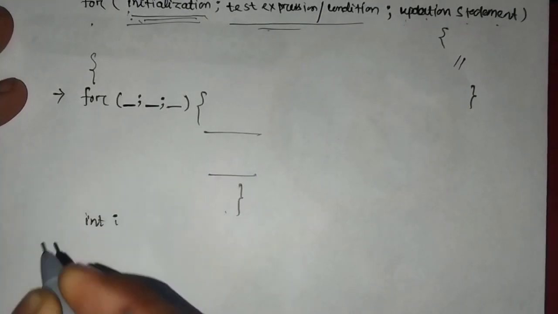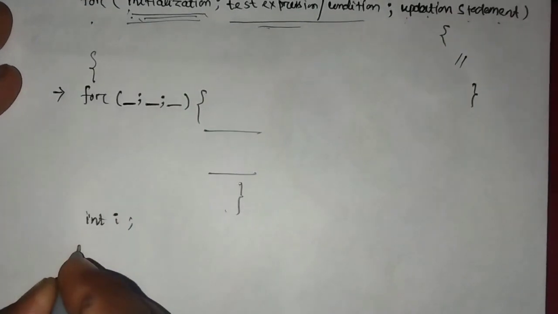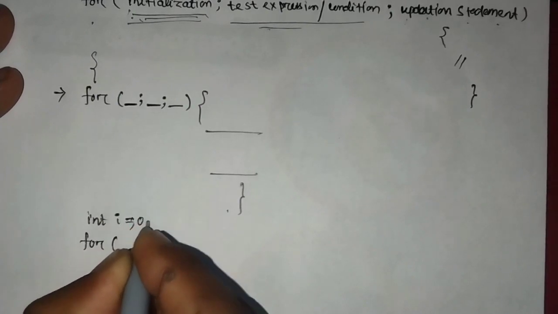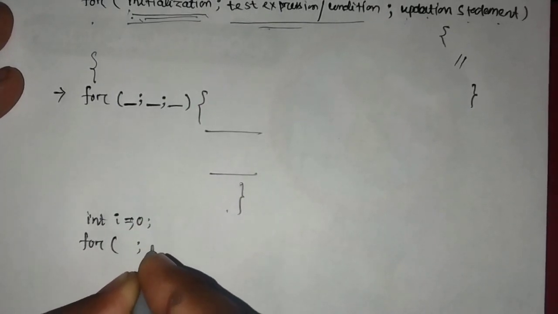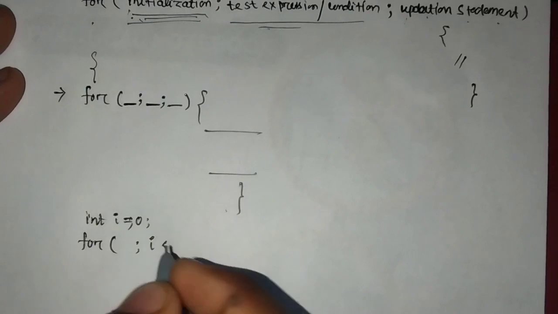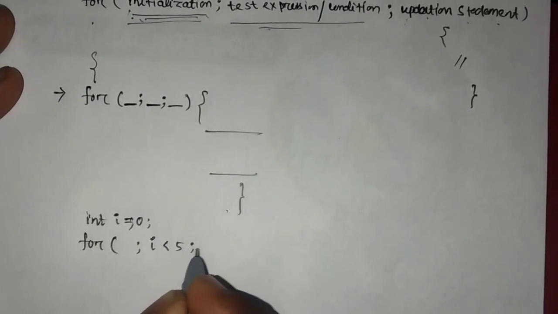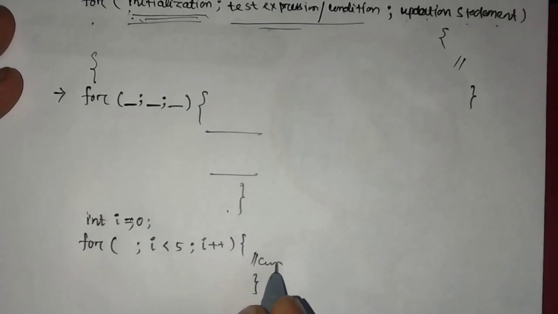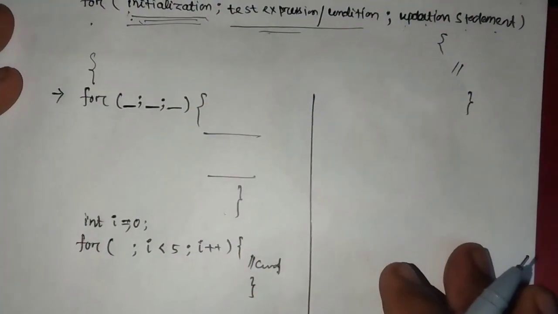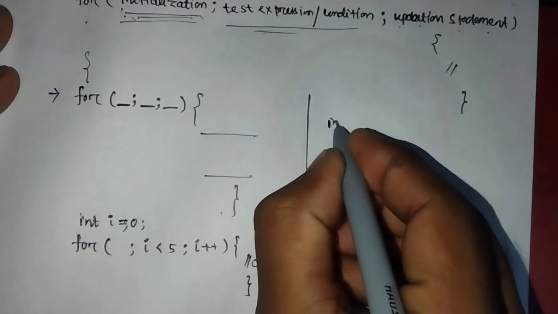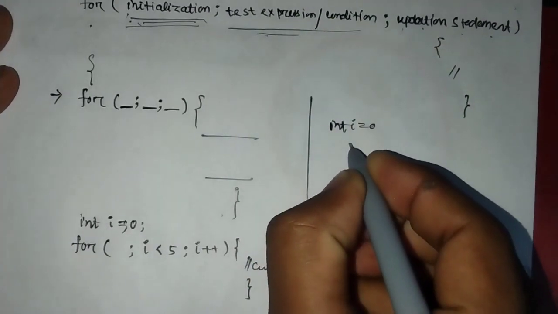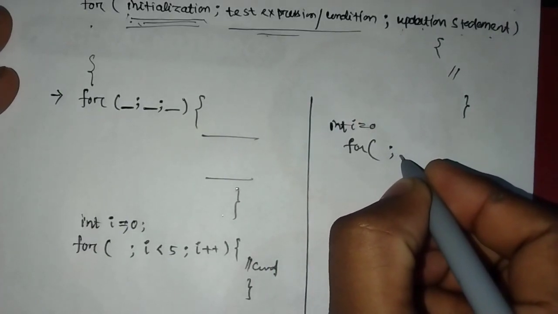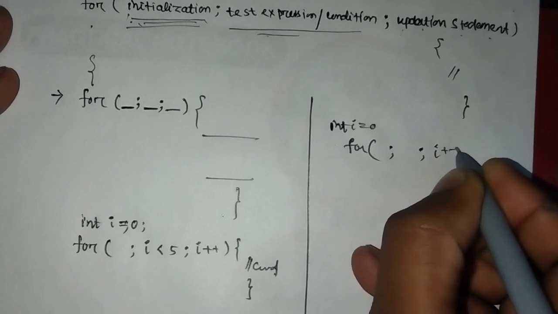int i, then in the for loop I am starting from 0, then the condition will be here i < 5, then i++, then there will be the code. Okay, it may also be int i = 0, then for: first is blank, second is also blank, third is i++.